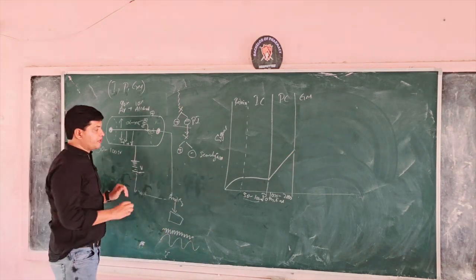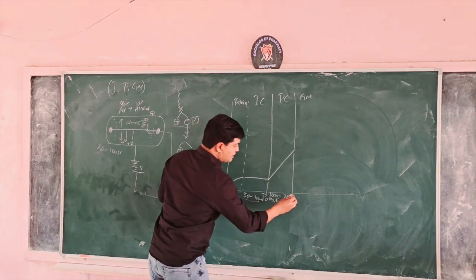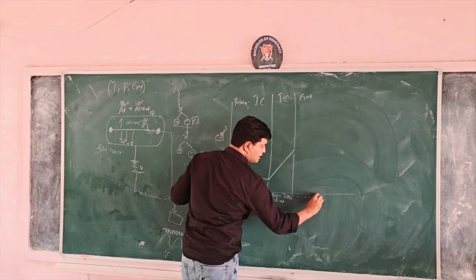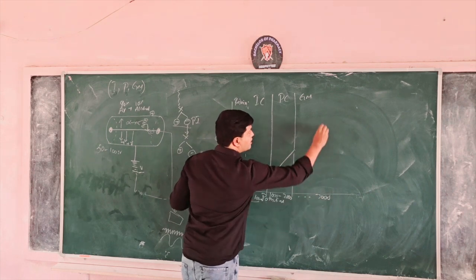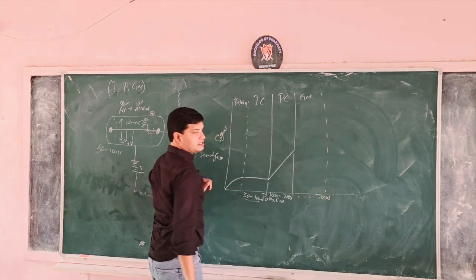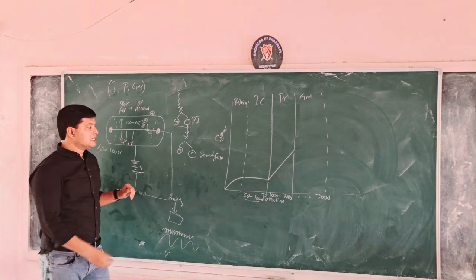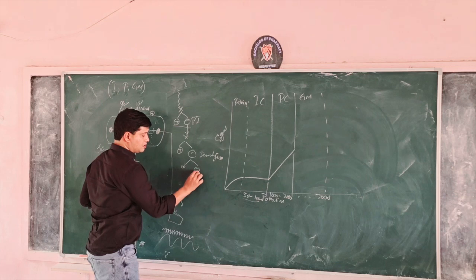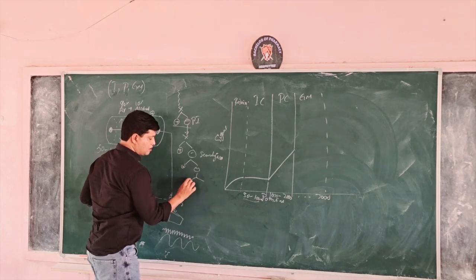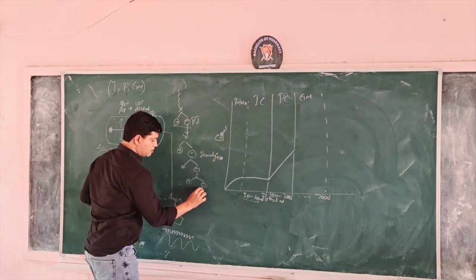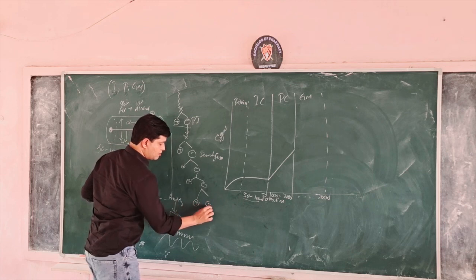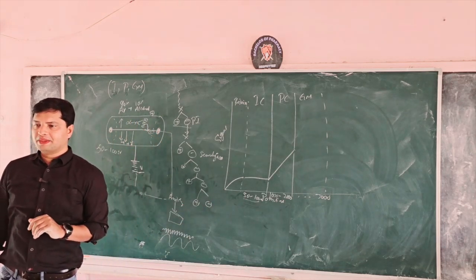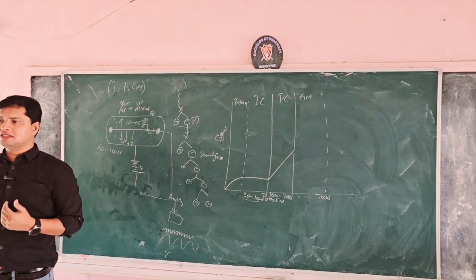Next, further if you increase the voltage, let's say till 3000, suddenly we will get the avalanche effect. What do you mean by avalanche?